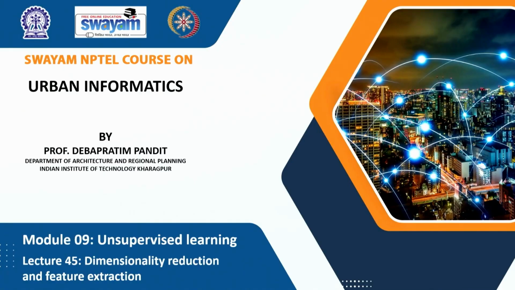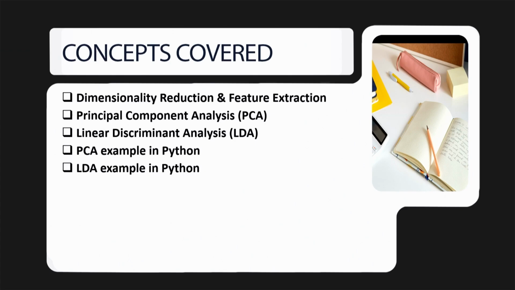Welcome back. In lecture 45, we will talk about dimensionality reduction and feature extraction. The different concepts that we will cover are the basics about why we need to do dimensionality reduction and feature extraction. Then we will talk about principal component analysis, and after that linear discriminant analysis, and we will then give two examples of PCA and LDA in Python.